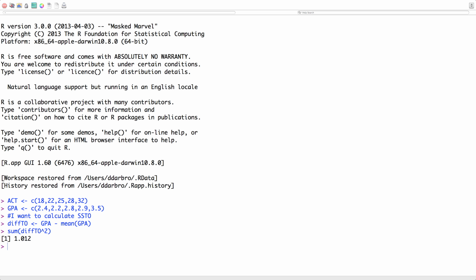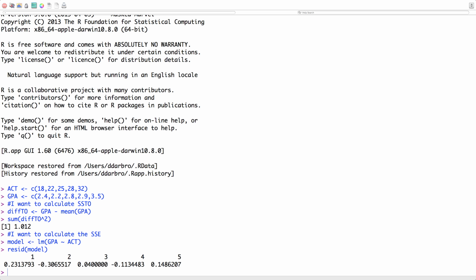Now the next thing I want to do is the sum of squares for the error. Guys, remember the error is really the sum of the squared residuals. So probably the easy way to do this is to go ahead and calculate our model. So we want GPA to be predicted from ACT. And then, I've done this before, but what we can do now is just get our residuals.